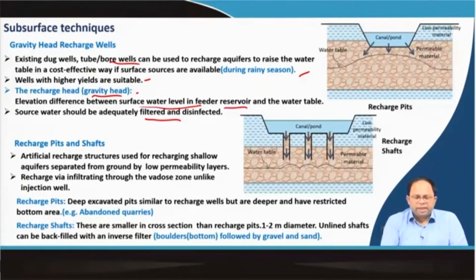Recharge pits could be deep excavated pits similar to recharge wells, but are deeper and have a restricted bottom area, and these may be abandoned quarries, like you can see over here. So, these are abandoned quarries which could be filled up, through which water can recharge. So, then come recharge shafts. These are smaller in cross section than the recharge pits, around 1 to 2 meter diameter, and we use unlined shafts which can be backfilled. And we use an inverse filter system where the boulders go at the bottom, followed by gravel and sand.